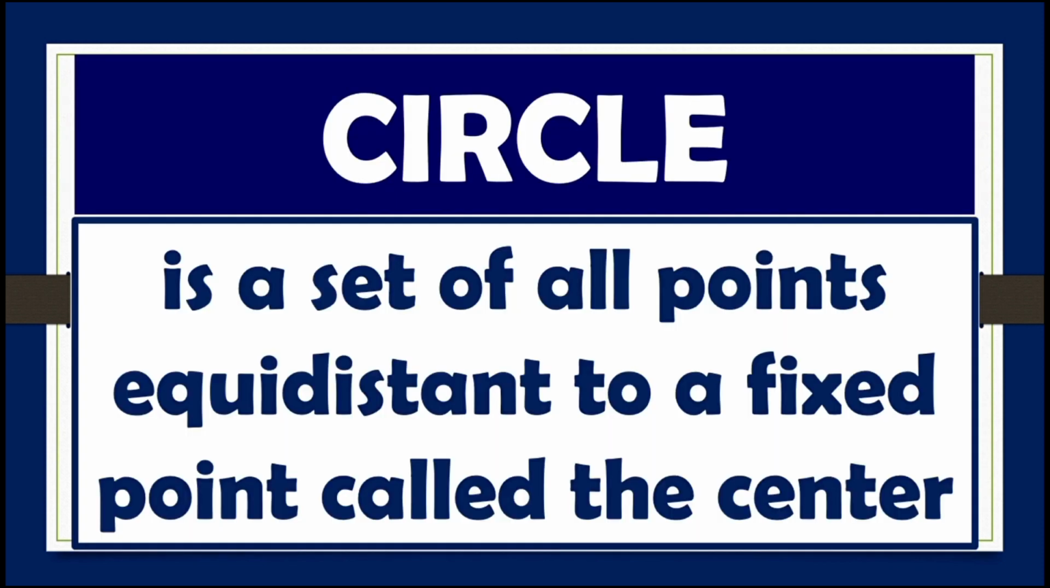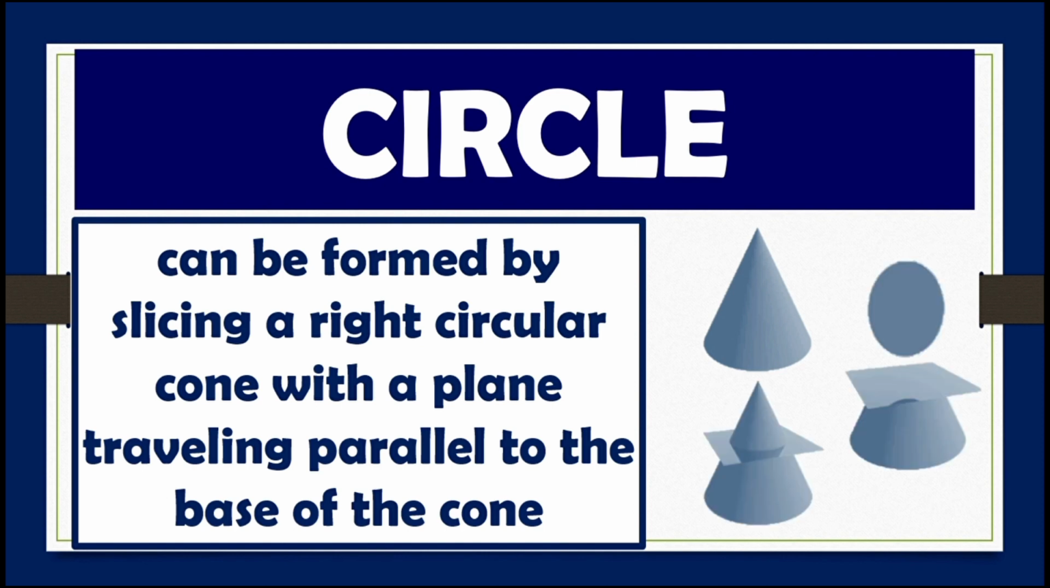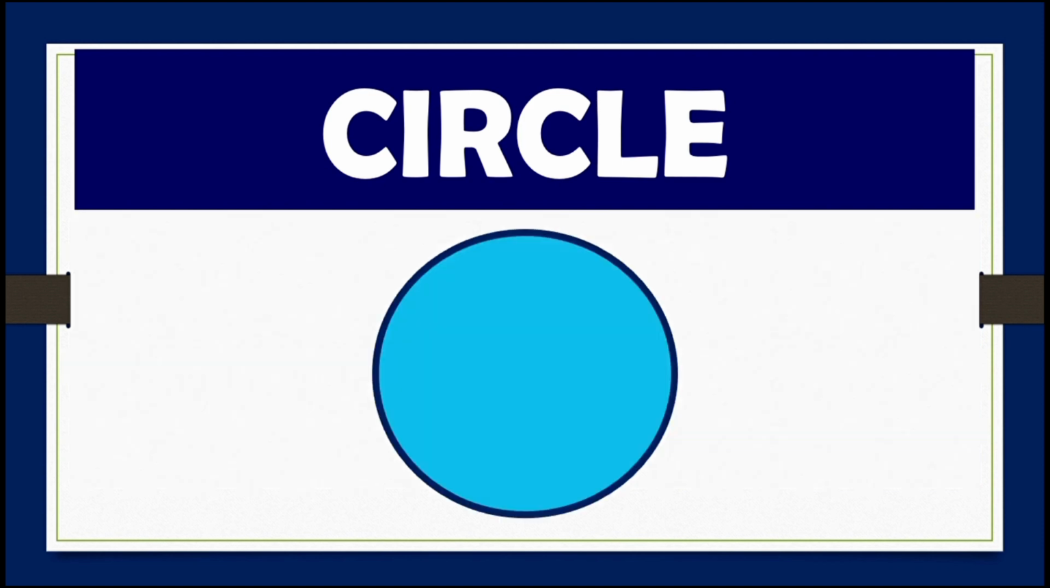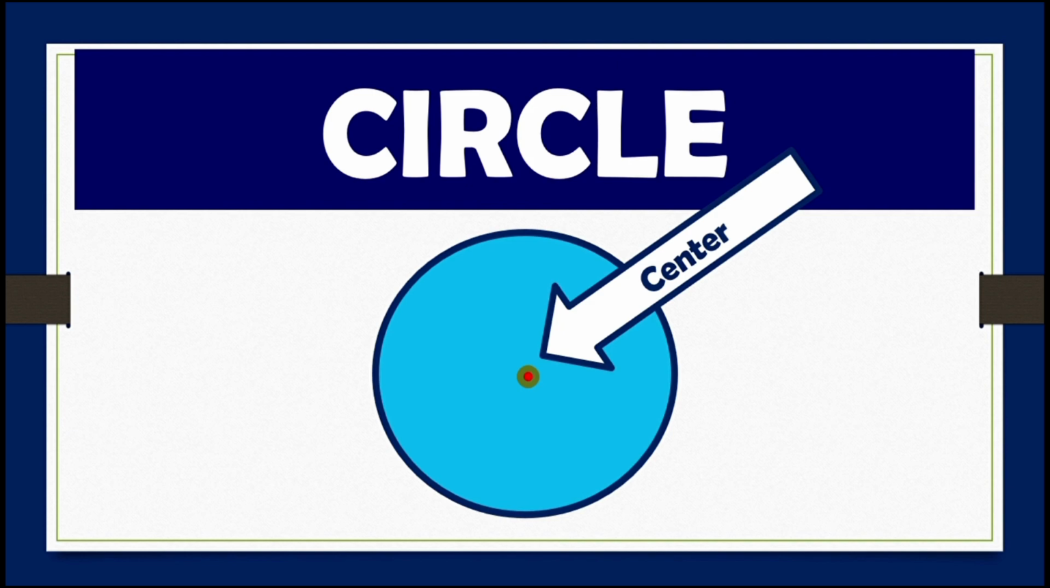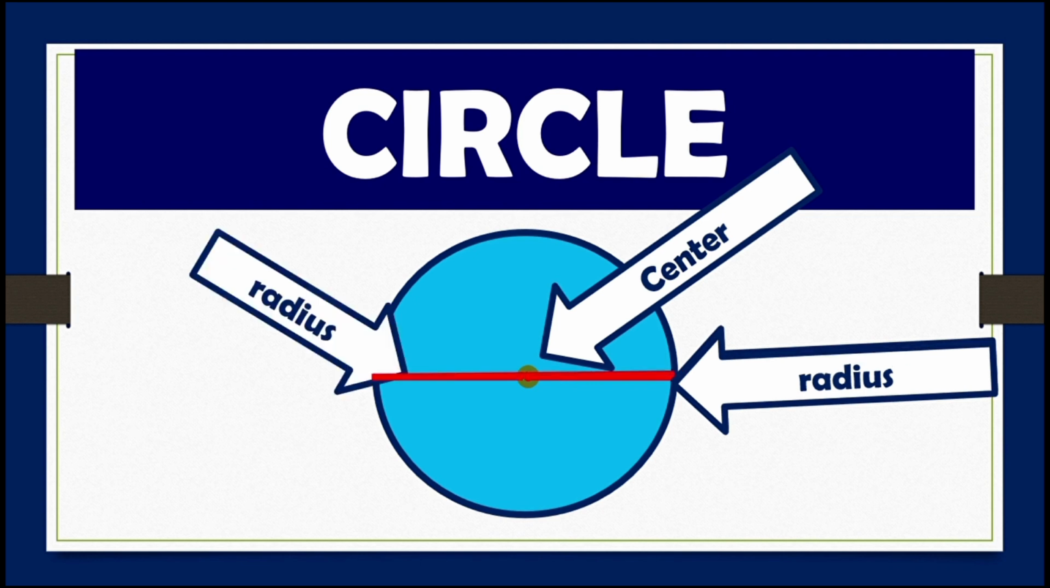To start, let's define circle. It is a set of all points equidistant to a fixed point called the center. It can be formed by slicing a right circular cone with the plane traveling parallel to the base of the cone. This means it is a conic section formed when any plane not passing through the vertex of the cone perpendicular to its axis cuts one up. A circle has a fixed point known as the center, and the segment connecting the center and a point on a circle is known as the radius. And two radii make a diameter.